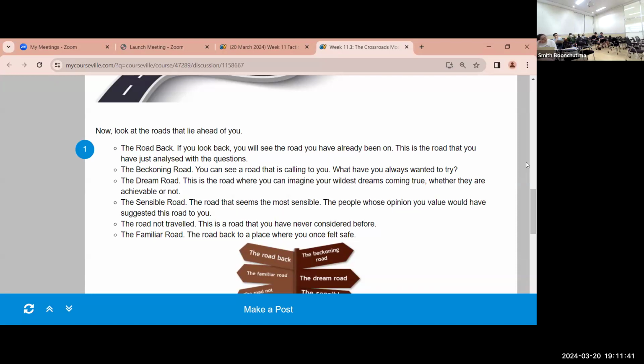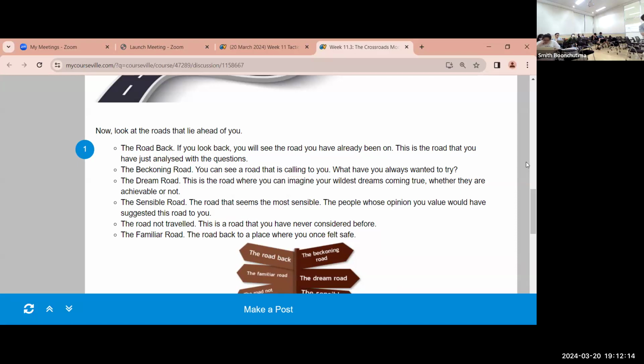This is unusual. The sensible road. This road seems to be the most sensible, and the people whose opinion you value would have suggested this road to you. So you might do what other people suggest you to do. So this is the very sensible one. Do gardening after you retire. The road not traveled. You try to do something that you have never tried before.